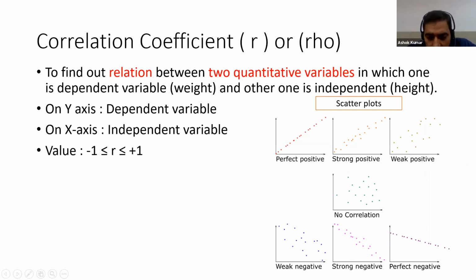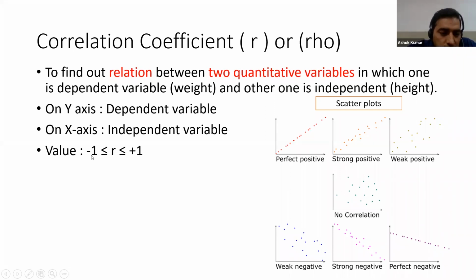And you can see here this is a weak negative correlation. One thing is increasing, second thing is decreasing. This is a strong negative correlation, and this is a perfect negative correlation. And we can see that the value of R or rho is from -1 to +1, greater than or equal to -1 and less than or equal to +1. So this is the value of R.